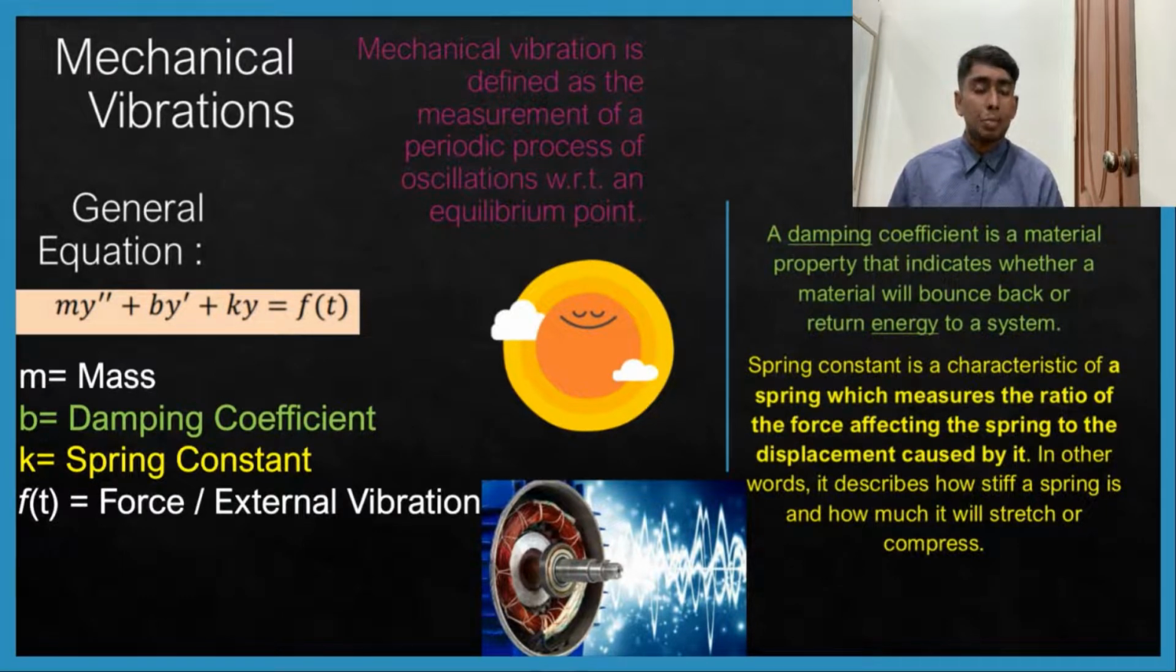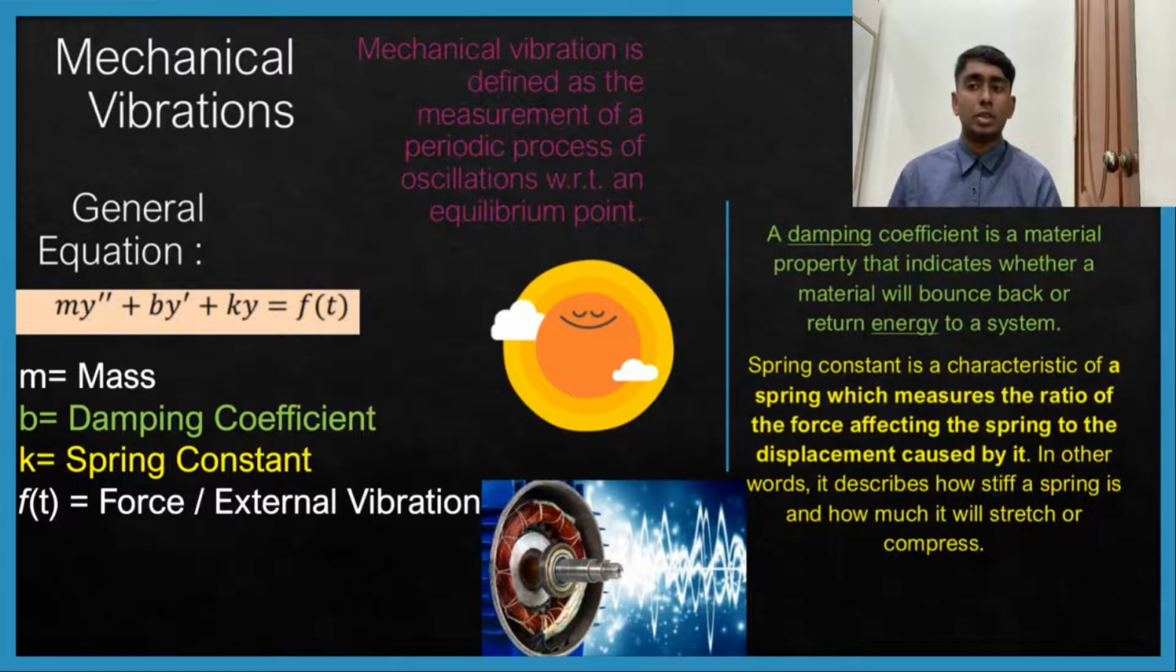Damping coefficient is a material property that indicates whether a material will bounce back or return energy to a system. For instance, a spring with a load. When we attach a load, the spring will generally go down, and once we release the load, the spring will go back to its original state. That is known as the damping coefficient, or in simpler terms, the ability for a spring to return to its original size.